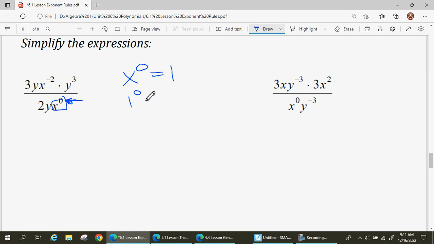1 to the 0 is equal to 1. 2 to the 0 is equal to 1. Anything to the 0 power is equal to 1. So we can put any number to the 0 power. We can put 1,000 to the 0 power, and it's equal to 1. So anytime I see a 0 power, a 0 exponent, I'm just going to change that to 1. So I can rewrite this.